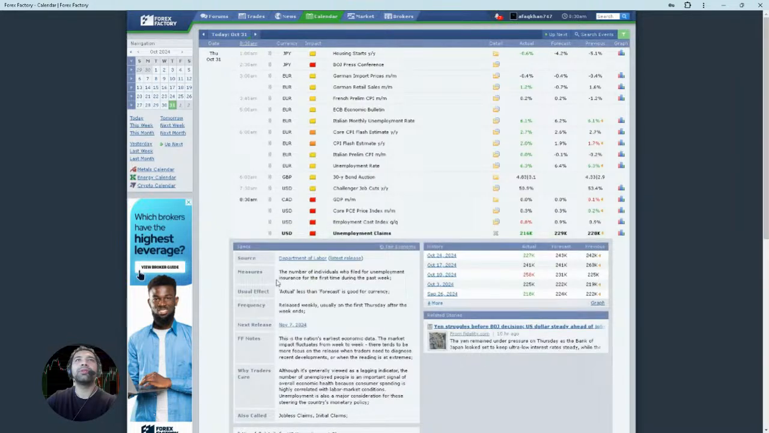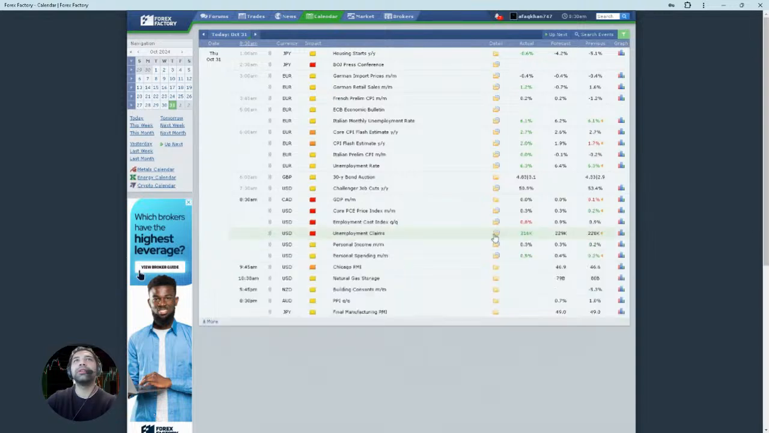Unemployment claims, less is good. It is generally represented as jobless claims, initial claims, and although it is generally viewed as a lagging indicator, the number of unemployed people is an important signal of overall economy health. So these are the claims that have been reduced from 228 to 216.